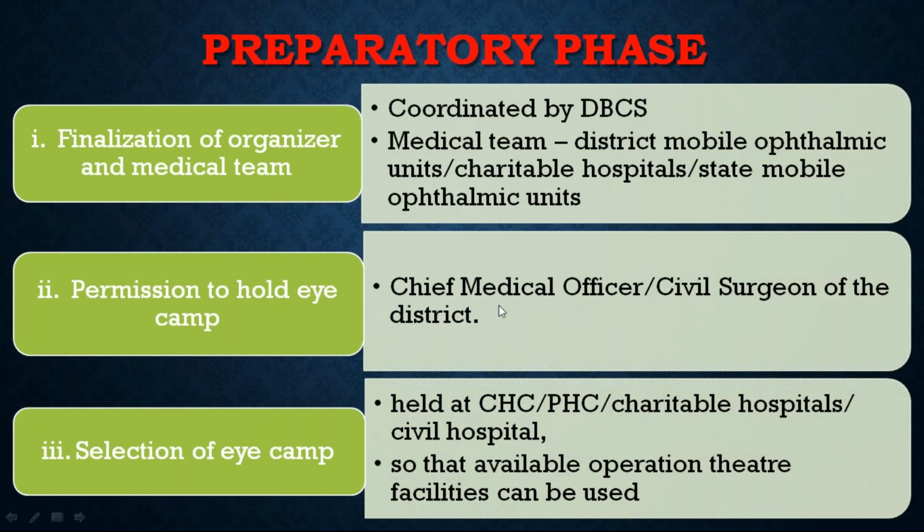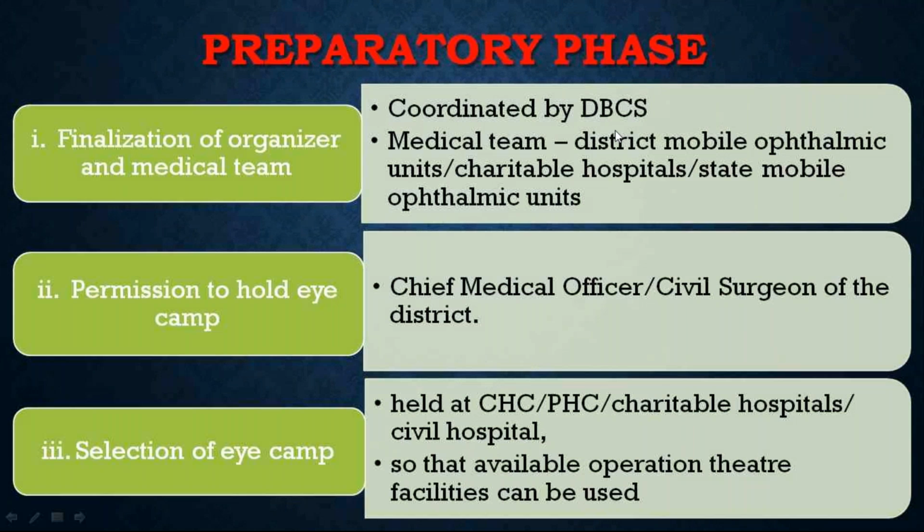Permission to hold the eye camp should be given by the chief medical officer or civil surgeon of the district. The eye camp is held at the community health center, PHCs, charitable hospitals or civil hospitals, so that the available operation theatre facilities can be used. The place should have an ophthalmic theatre, not other theatres, with a microscope and other equipment to conduct the cataract surgeries.